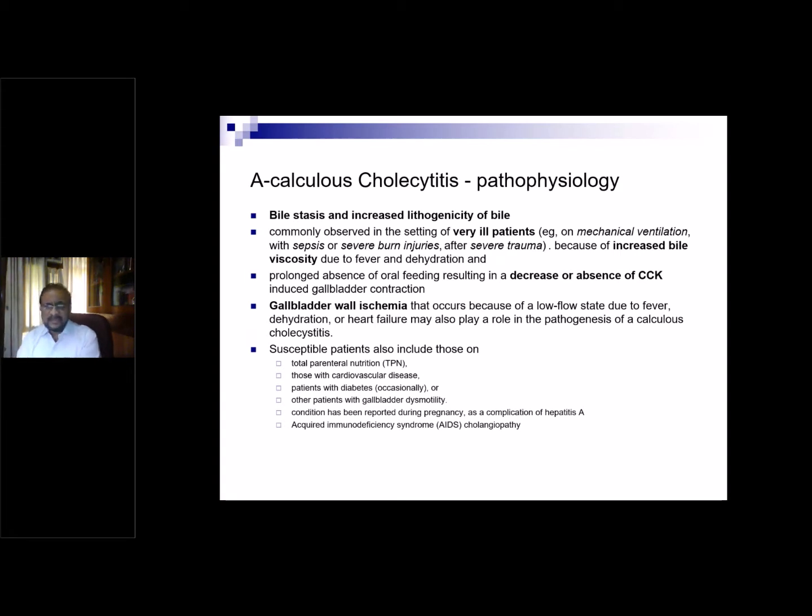Together with this, because of the low flow state, there's some degree of gallbladder wall ischemia, because of hypovolemia and dehydration in the patient. So this is the group of patients more likely to develop acalculous cholecystitis. More susceptible patients include those on total parenteral nutrition, those with cardiovascular diseases, patients with diabetes occasionally, and patients with gallbladder dysmotility. It has also been reported in hepatitis A, in pregnant females, and in acquired immunodeficiency syndrome or cholangiopathy.